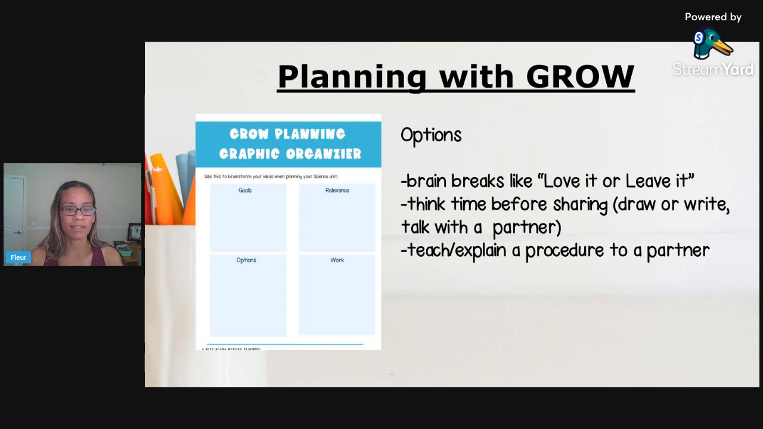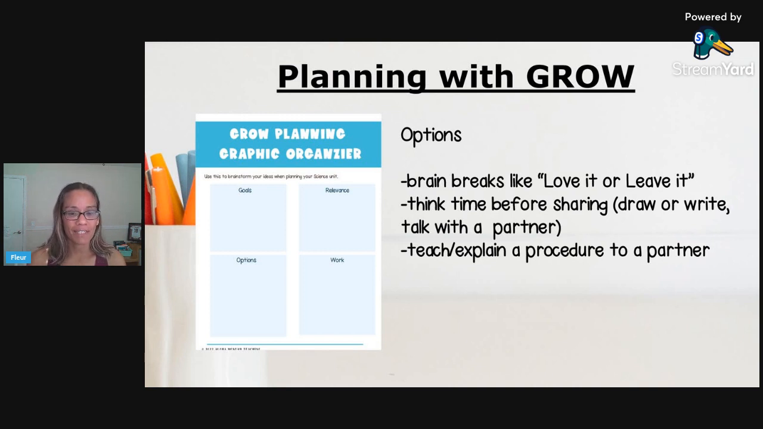Why is it relevant? All right, for options, you can do some different brain breaks like Love It or Leave It. This comes from a brain break book, and I can link that. It's fun. The kids stand up, and somebody says something like Marvel movies, and if they love it, they go like this. If it says leave it, then they stomp their feet. It's just a little brain break that gives them time to process information.